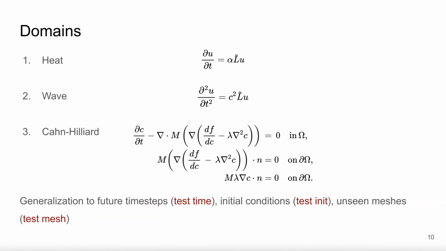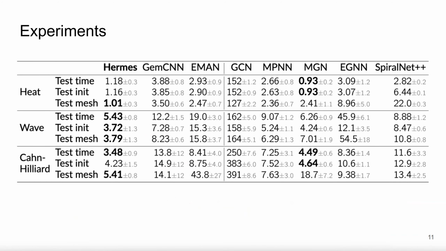meshes. Our experiments show that Hermes outperforms convolutional and attentional counterparts significantly, and outperforms other graph and mesh baselines in most settings. In particular, Hermes performs the best on the test mesh datasets, where we test generalization to new meshes. This suggests that Hermes is able to better learn the true dynamics function rather than instances of the PDE, and does not overfit to specific mesh geometries.